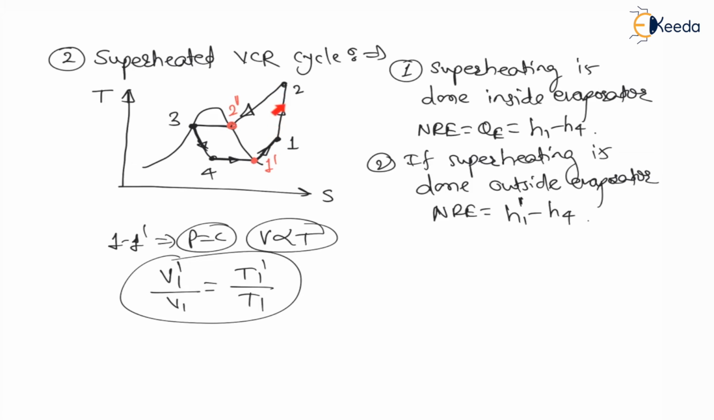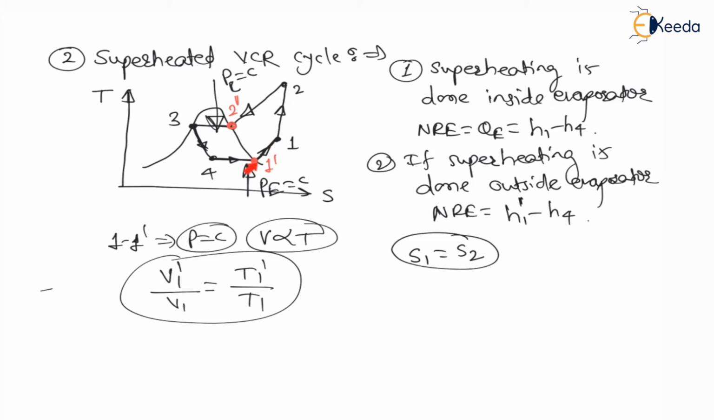Now 1 to 2 is reversible adiabatic compression, that is isentropic compression. Therefore we can say S1 is equal to S2, right? Now S1 is at evaporator pressure. Evaporator pressure is constant from 4 to 1, and condenser pressure is constant from 2 to 3, right? Therefore this S1 is in superheated state.